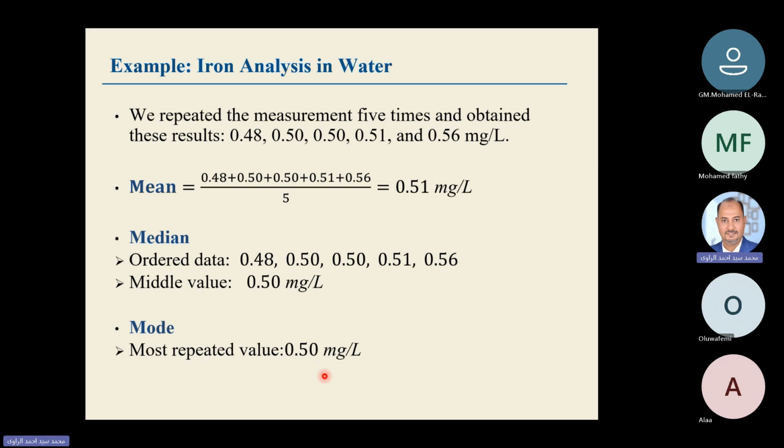The mode is 0.50. The mean is, of course, still the most commonly used measure because it uses every result in the dataset. It is mathematically suitable for further statistical calculation, as we use the mean to calculate the standard deviation, the variance, the control limits in the control chart, and the confidence interval. So the mean is the most important parameter in the central tendency.